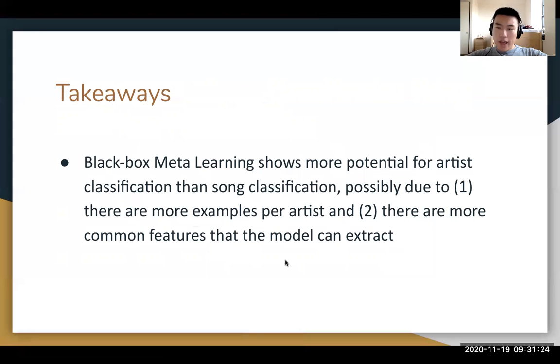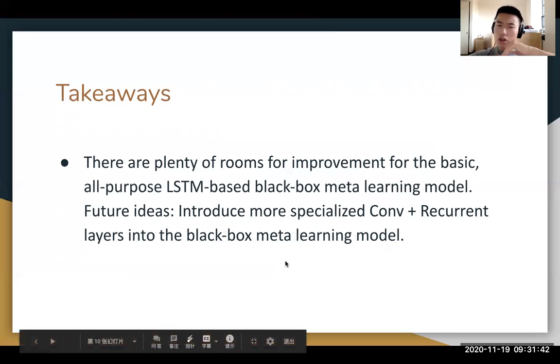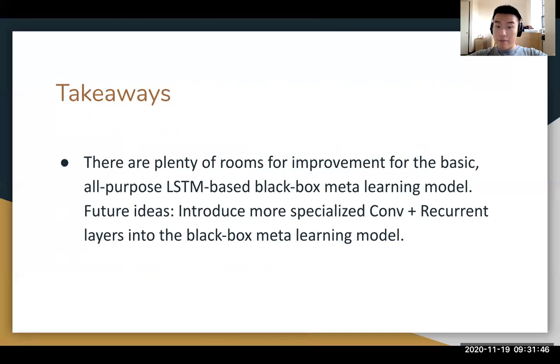The main takeaways: the first one is that the black box meta learning shows more potential for artist classification than song classification, possibly because there are more examples per artist, and more common features that we can extract for each artist. The second takeaway is that there is still plenty of room for improvement for the basic all-purpose LSTM black box meta learning model, because we didn't really introduce any fancy architecture. It's just a very simple 2-layer LSTM.